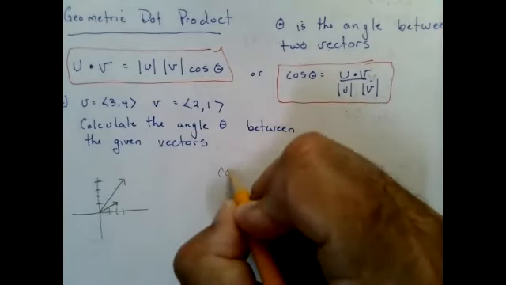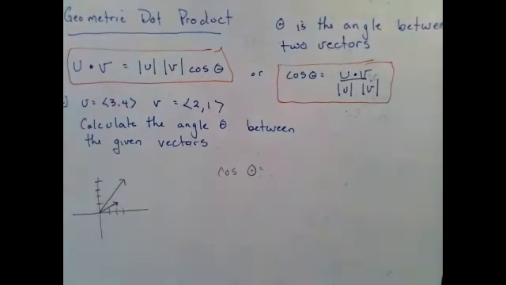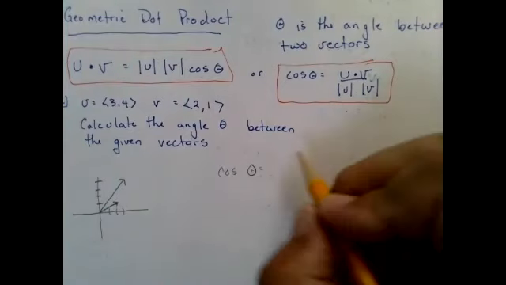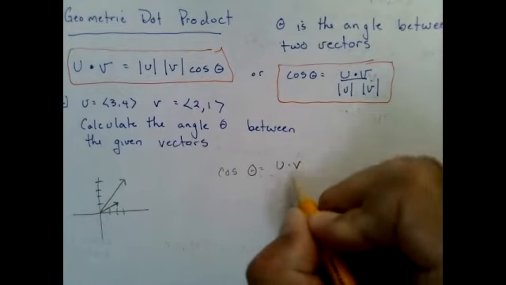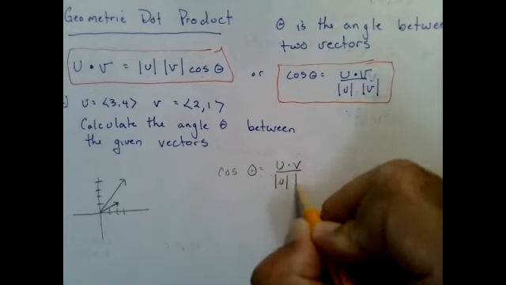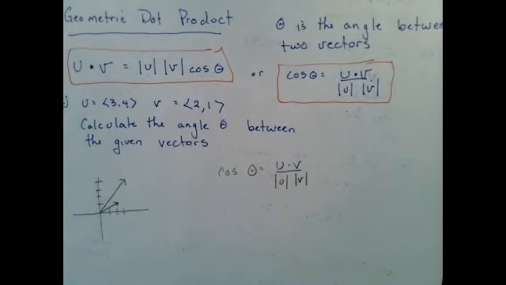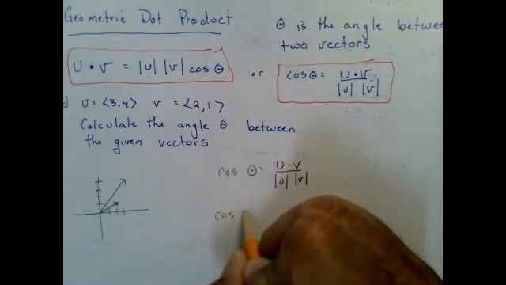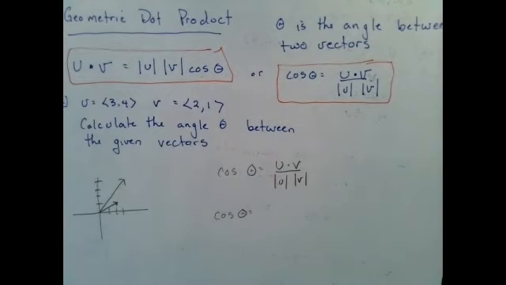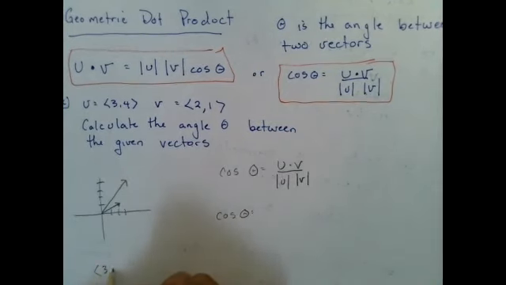I'm going to say the cosine of theta equals the dot product, U dot product V, over the magnitude of U times the magnitude of V. Dot product: (3, 4) dot product with (2, 1). 3 times 2 is 6, plus 4, I get 10.